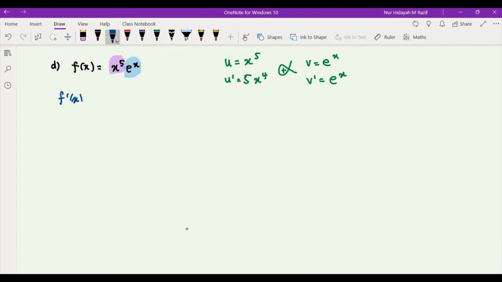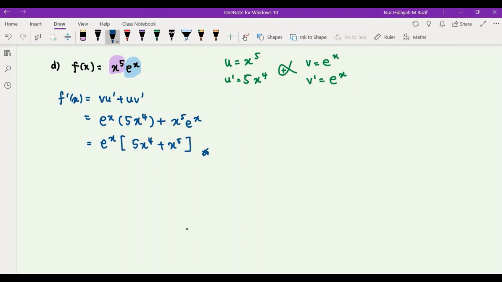So f prime of x is equal to e power of x multiplied by 5x to the power of 4, plus x to the power of 5 times e power of x, and from there I can just factor out e power of x, leaving 5x power of 4 plus x to the power of 5 inside. We can just leave it at that, or you can also factor out x power of 4.